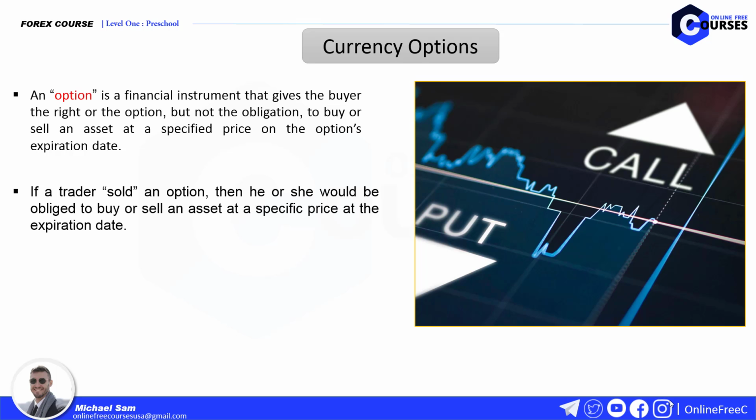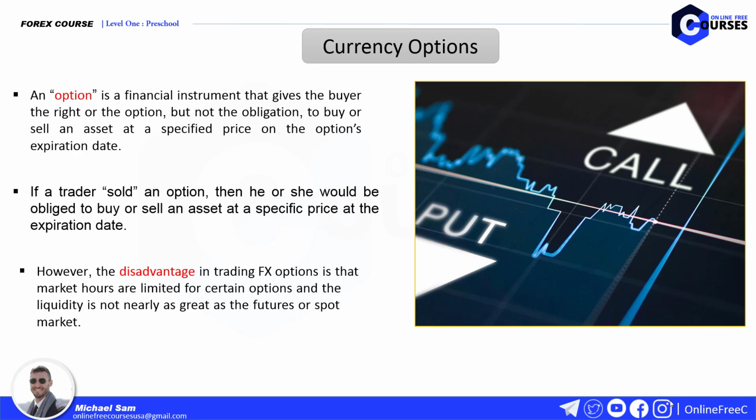Just like futures, options are also traded on an exchange, such as the Chicago Mercantile Exchange, CME, the International Securities Exchange, ISE, or the Philadelphia Stock Exchange, PHLX. However, the disadvantage in trading FX options is that market hours are limited for certain options and the liquidity is not nearly as great as the futures or spot market.